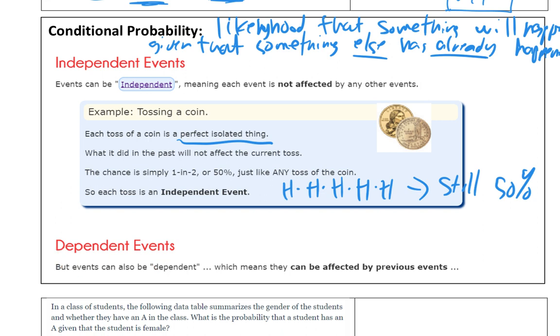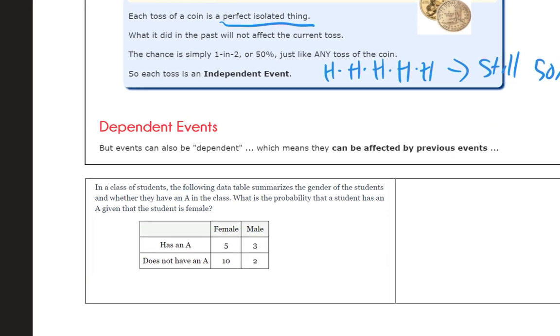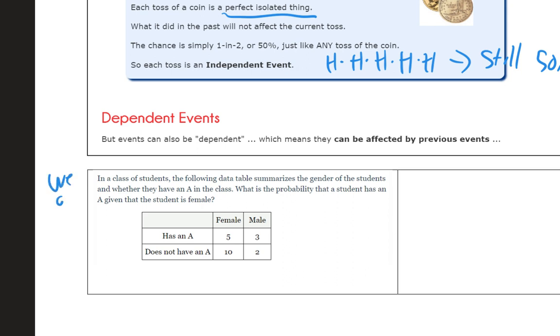But now we have what's called dependent events. Dependent means it can be affected by previous events. Okay, so let's look at our example on this. This is going to be our we do number 5. In a class of students, the following data table summarizes the gender of the students and whether they have an A in the class. What is the probability that a student has an A given that the student is female?